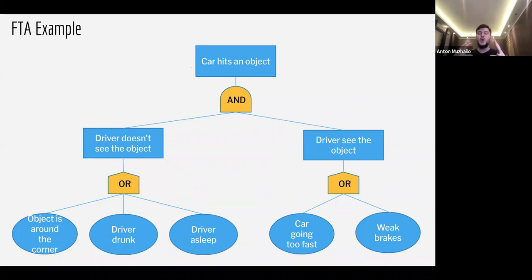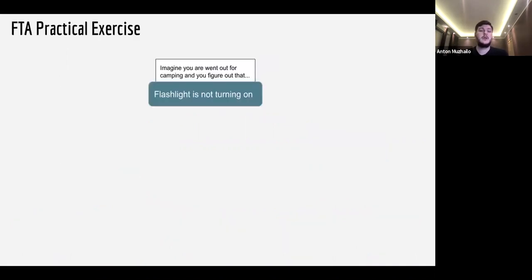So basically what I'm saying is, here's the risk: car hits an object. If we remove all the underlying reasons, we can remove the risk, right? So if we can think what the reasons of the risk are, we can remove those reasons and we can remove the risk itself.